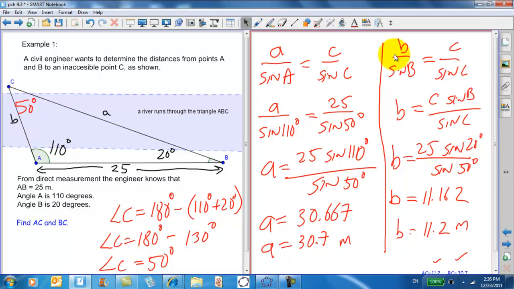Notice b is done similarly. b is to the sine of B as c is to the sine of C. And we get b equals c sine B over sine C. So if you put this in your calculator, you can just go ahead and hit re-entry and change the 110 to a 20. And it should be a lot easier to calculate the second part then.